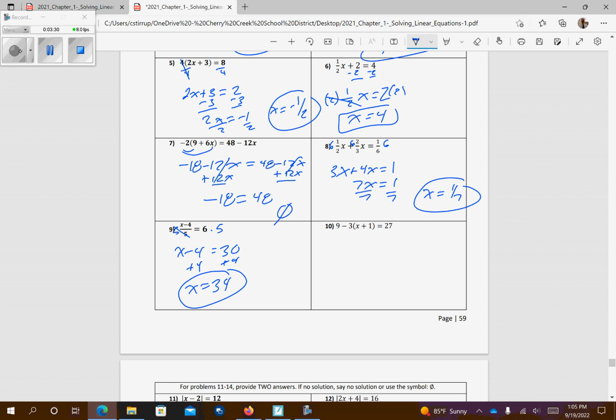Number 10, do not combine 9 minus 3 first. Distribute negative 3 to both of those. So 9 comes down for the ride. Negative 3 times x, negative 3x. Negative 3 times 1 is negative 3 equals 27. Those are like terms, so let's combine those together. 9 minus 3 is positive 6. Subtract 6. So I get negative 3x equals 21. Divide each side by negative 3. So x equals negative 7. There's a negative sign right there.